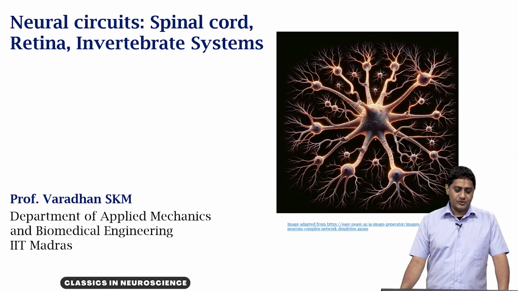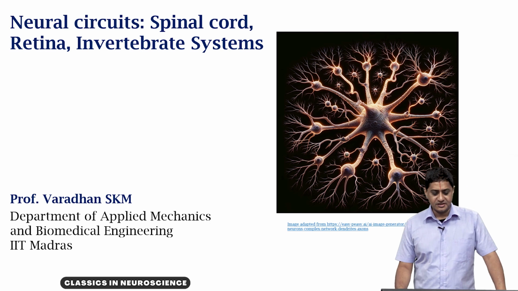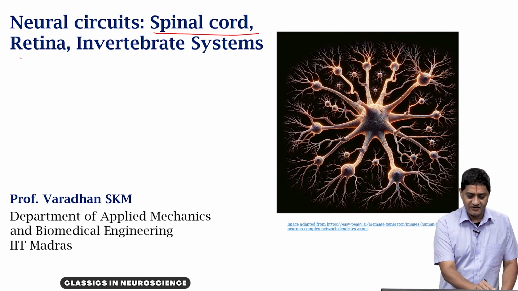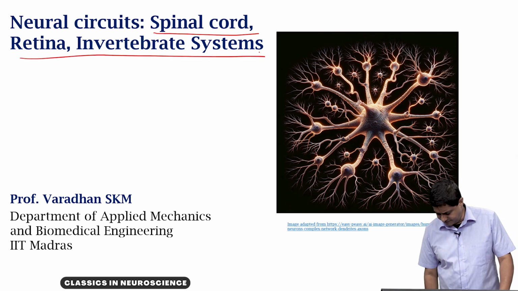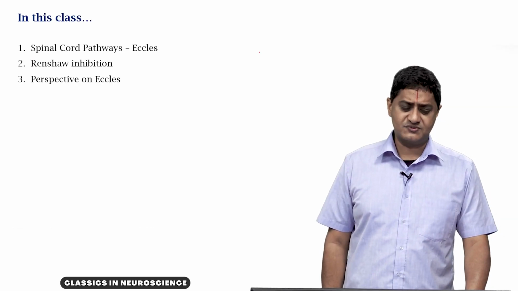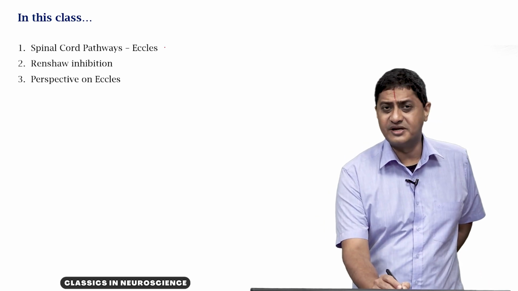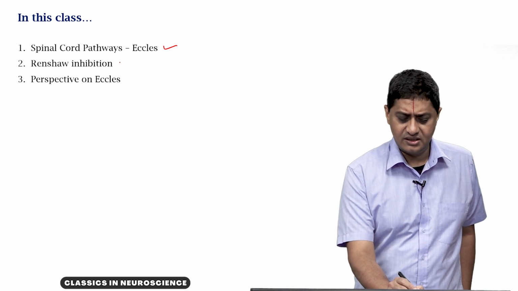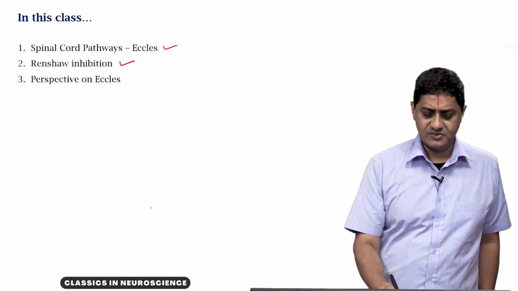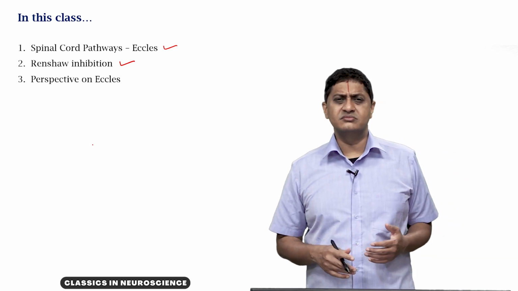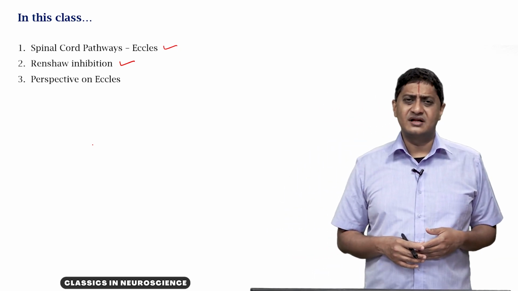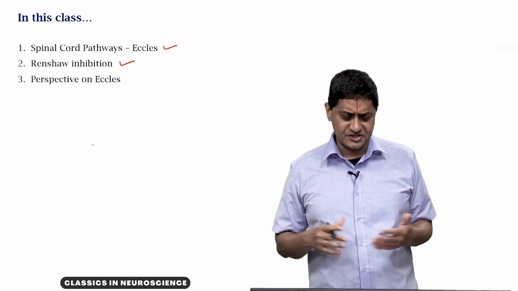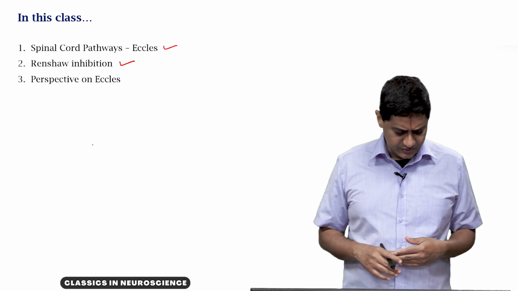In this video, we will continue our discussion on neural circuits in the spinal cord, retina and invertebrate system. In this particular video, we will look at the pathways within the spinal cord identified by the work of Eccles and his colleagues, the Renshaw inhibition, and we will also discuss some perspective on Eccles and his legacy and his influence in the field of neurophysiology, neuroscience in general, neurophysiology in particular.